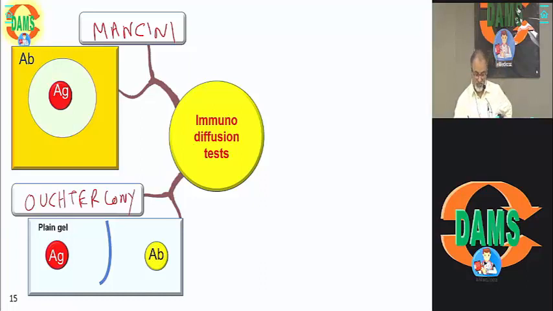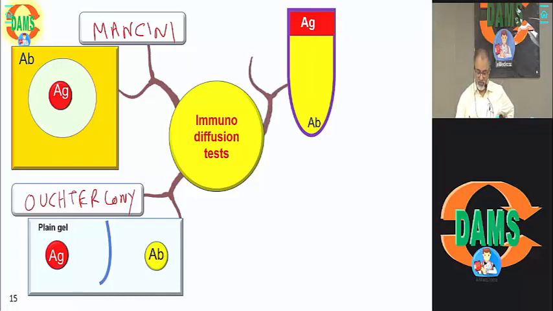Next is, antigen diffuses into the antibody. Where they meet at optimum concentration, they form a line of precipitation. 1-dimension single diffusion. What is it called? Excellent. This is called Oudin.